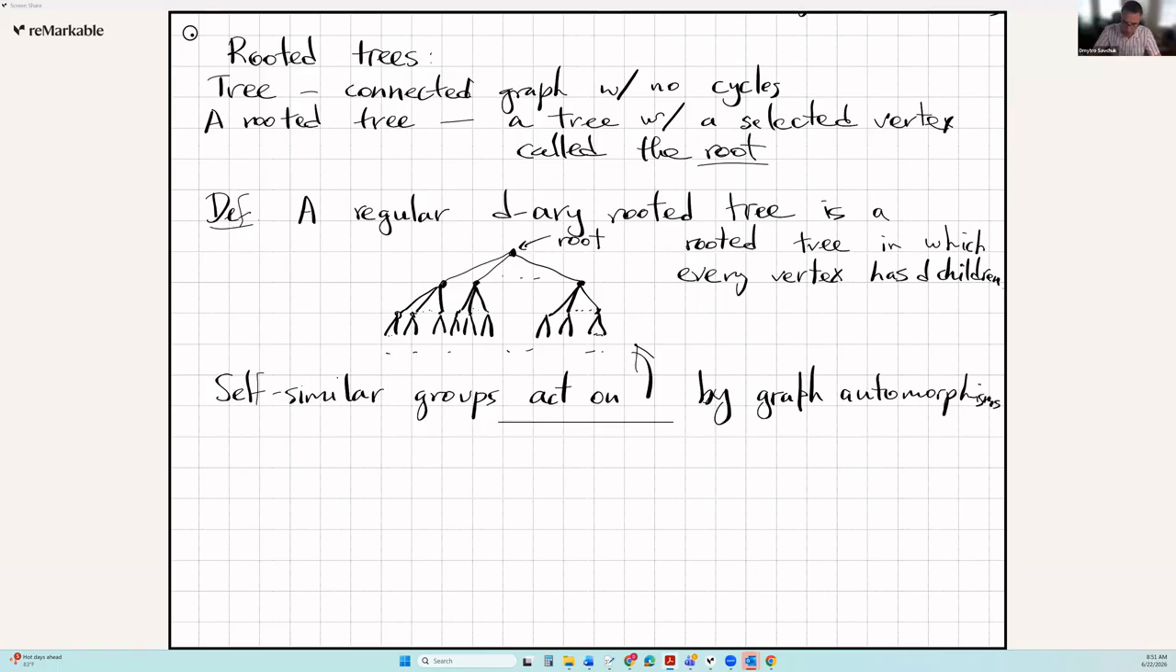So of course, that's a rooted tree. Technically, an automorphism of a rooted tree must also preserve the root. But if we look at that carefully here, we'll see that the root is the only vertex of degree d. Other vertices are of degree d plus 1 because they have d children and there is one parent, right? So that's why, specifically for regular d-ary trees, any automorphism of this tree will preserve the root even if we don't consider it as a rooted tree, right?